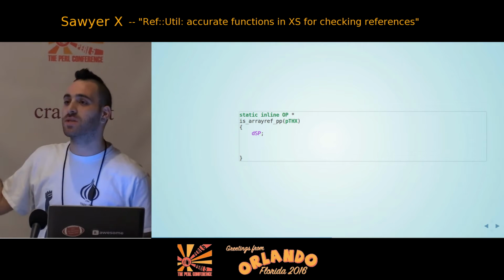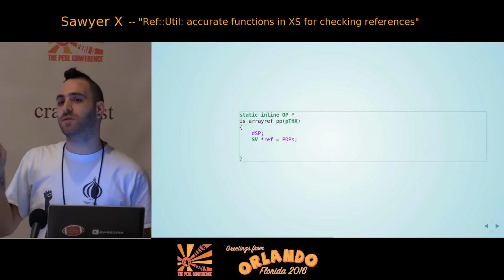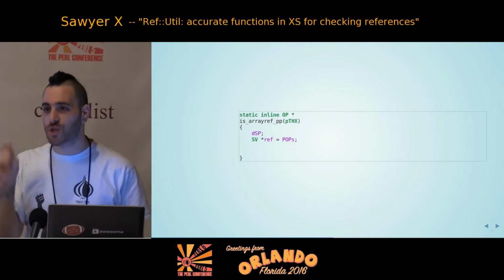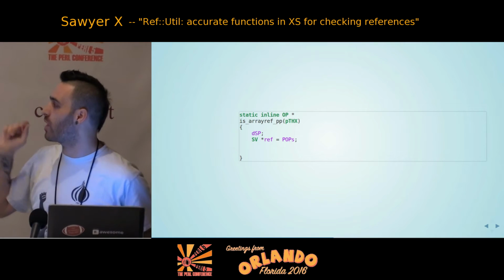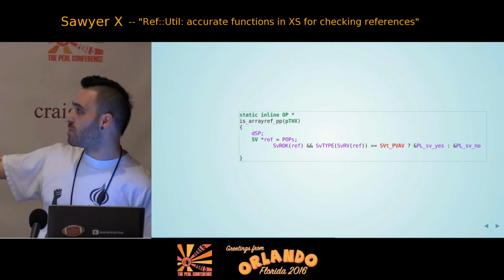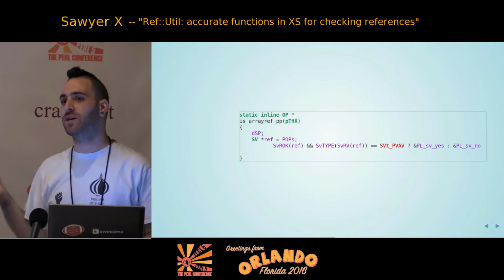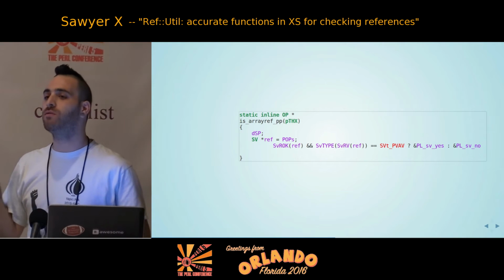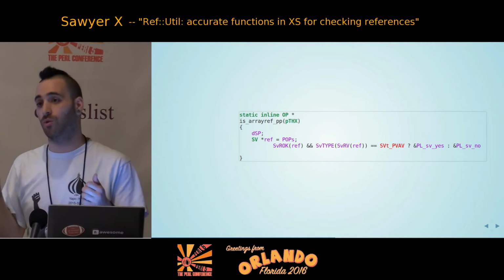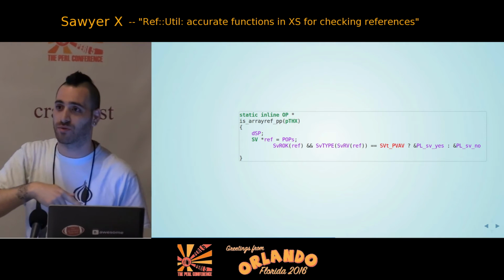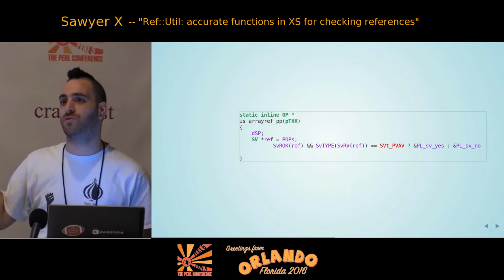So the DSP says declare the stack pointer. Then what we're doing is saying pop something off a stack, which is the equivalent of shift @_. We want you to take something off the stack and put it in ref. This is the same code as before, except we used PL_SVS, PL_SVNO, which are global values in Perl to say true or false. It is the equivalent of access return yes, access return no as values, except the access return yes is only in access, and it actually returns the values. So in this case, we're going to set those values.